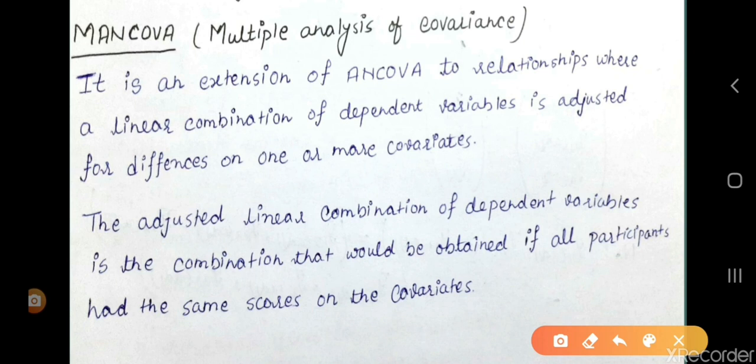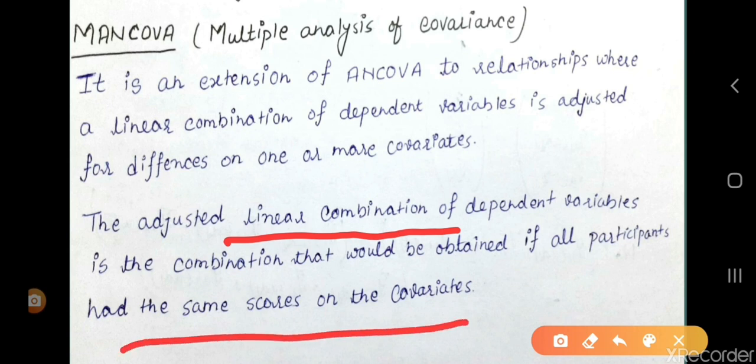But in MANCOVA we will say it has more than one dependent variable having different levels, and with more than one covariate also. Okay. So here the adjusted linear combination of dependent variables is the combination that is obtained if all participants have the same score on the covariate. Clear?